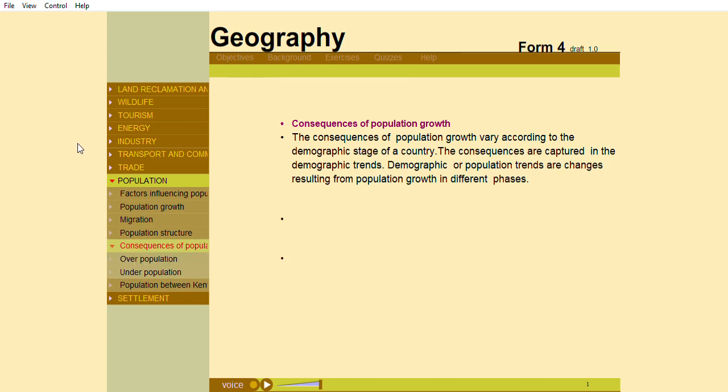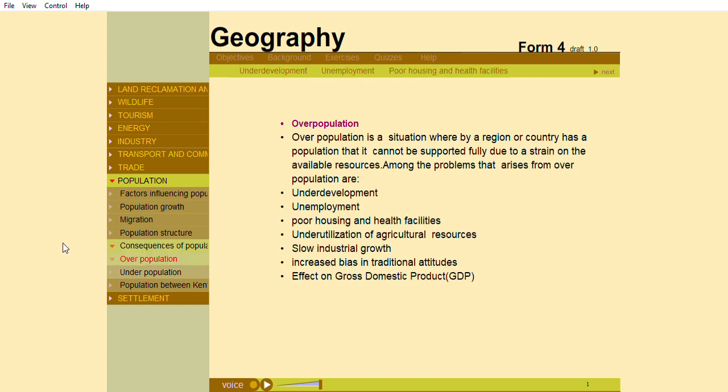Consequences of population growth. The consequences of population growth vary according to the demographic stage of a country. The consequences are captured in the demographic trends. The demographic or population trends are changes resulting from population growth in different phases. Overpopulation. Overpopulation is a situation whereby a region or country has a population that cannot be supported fully due to a strain on the available resources.